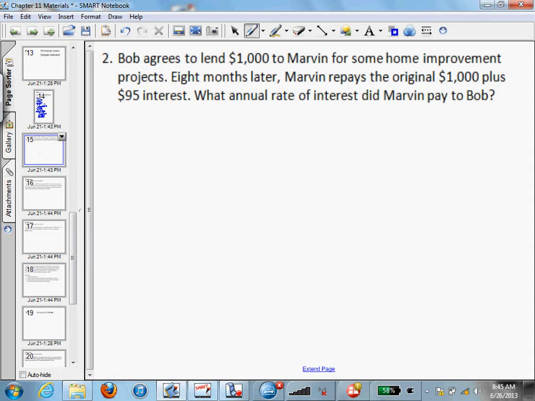Looking at 2, you have Bob agrees to lend $1,000 to Marvin for some home improvement projects. 8 months later, Marvin repays the original $1,000 plus $95 interest. What annual rate of interest did Marvin repay to Bob? So let's just go through like we did before. And we're going to list the interest, which we see is $95. We can gather the principal, or the amount that was actually borrowed, was $1,000.